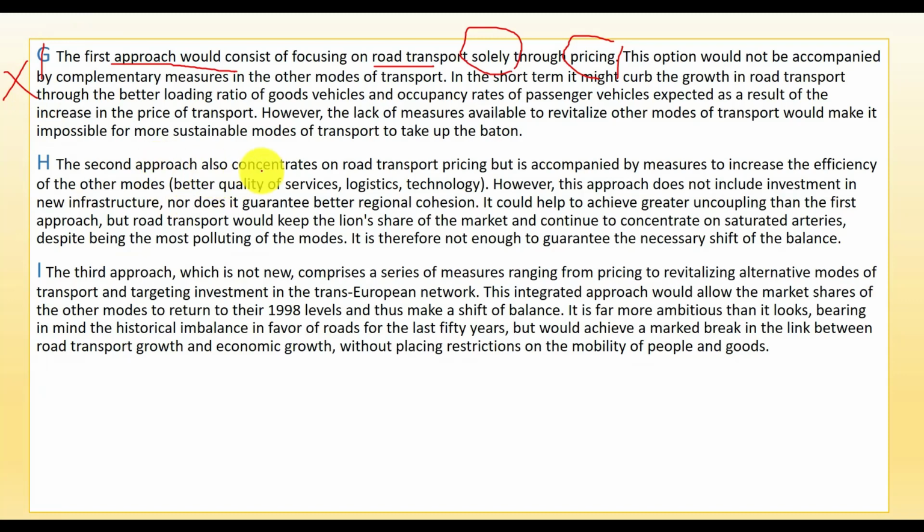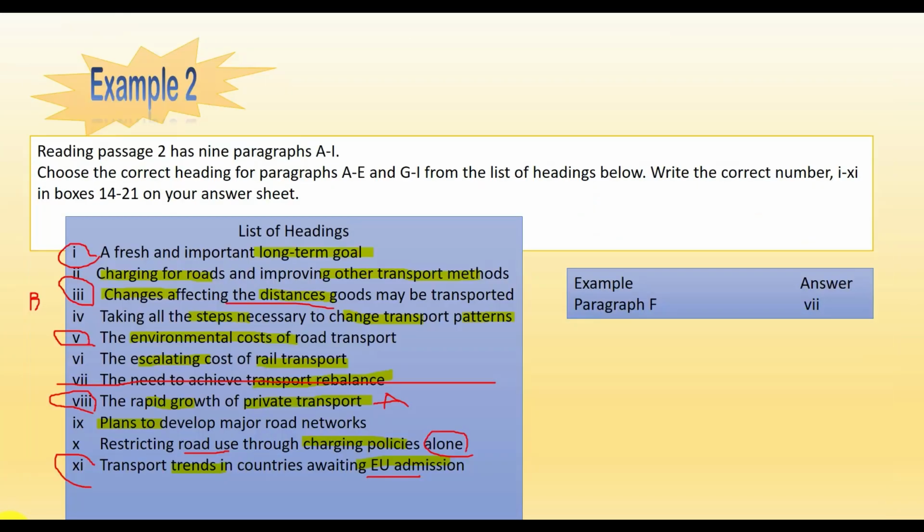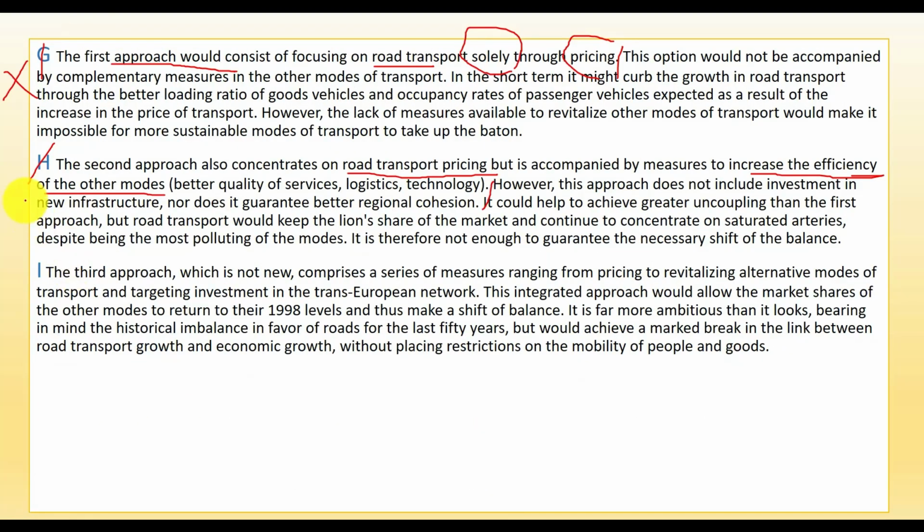The second approach also concentrates on road transport pricing, again road transport pricing, but is accompanied by measures to increase the efficiency of other modes. This is our first sentence and our topic sentence as well. I'm sure that we have read about this, restricting road use through charging policies alone, and we had also charging for roads and improving other transport modes. So that's our correct answer.